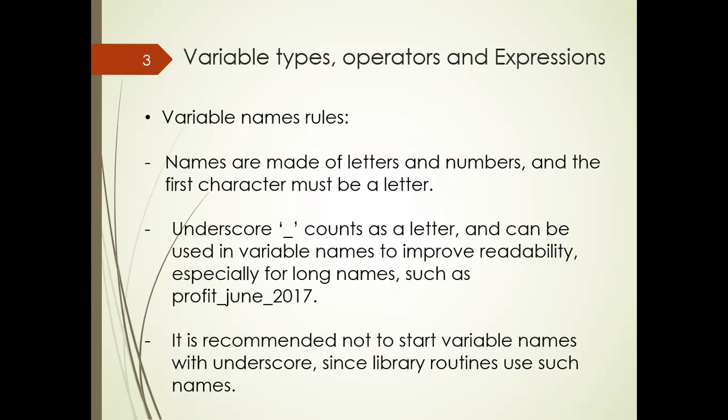We've looked at variable naming rules already. For example, you cannot start the name of a variable with a number; it should start with a letter. We can use underscore, as you can see on the second point there. Underscore is considered a letter. For example, if you want to create a variable for profit June 2017, you can use underscores to make your variable names more readable. You can of course start a variable name with an underscore, but it's not recommended, because in library routines this is what is used as convention. So you would refrain from doing that, although it will not create a compilation error.